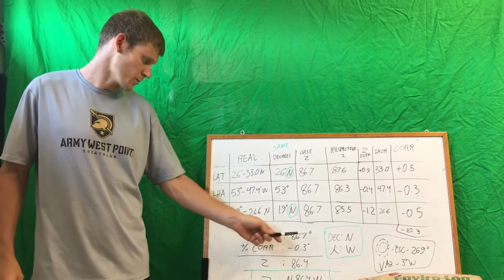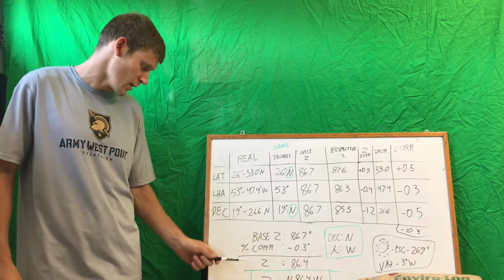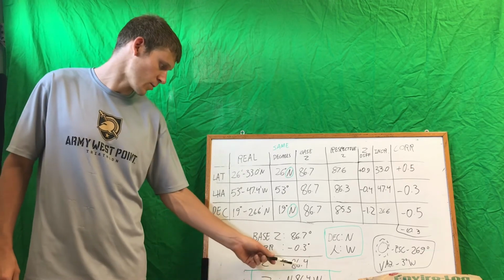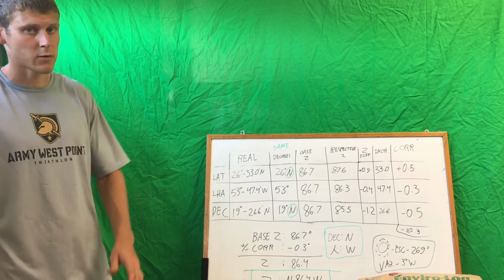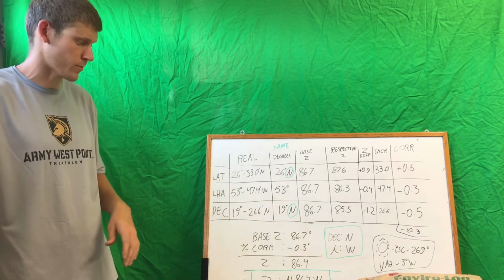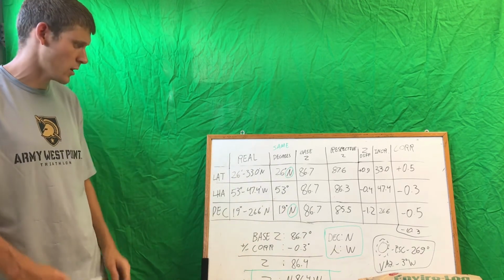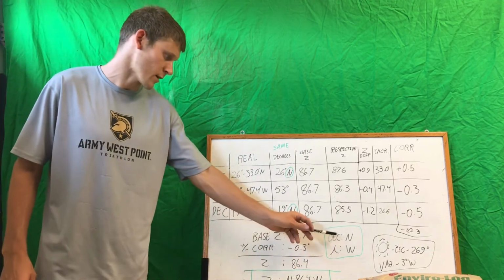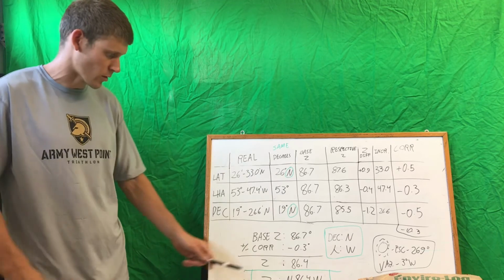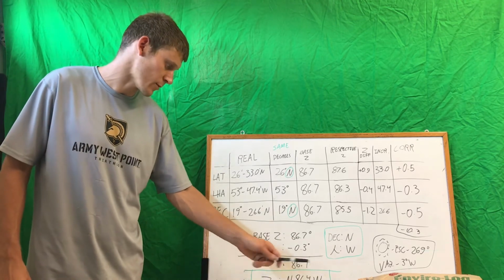You take 86.7 minus 0.3, and your Z is 86.4 degrees. Now, you're not done yet. You've got to know what quadrant, what part of the world you're dealing with. Based on our observation, our declination was north. So we're north 86.4 degrees.